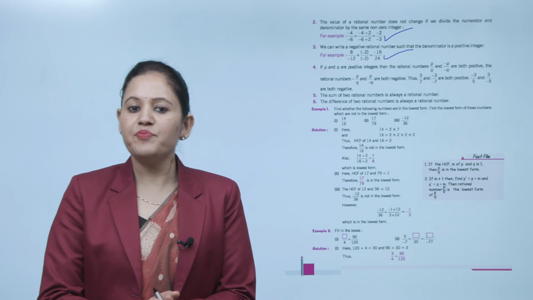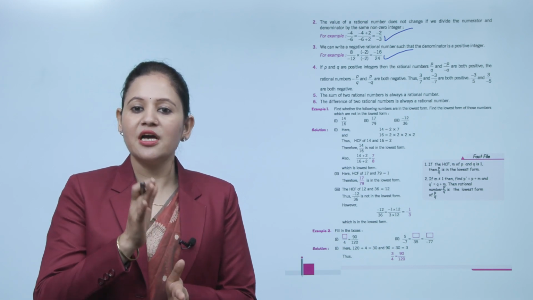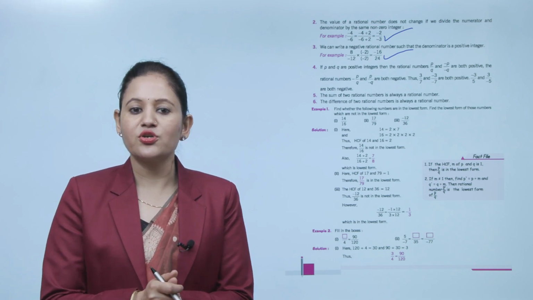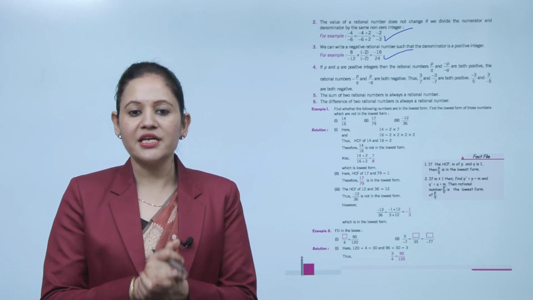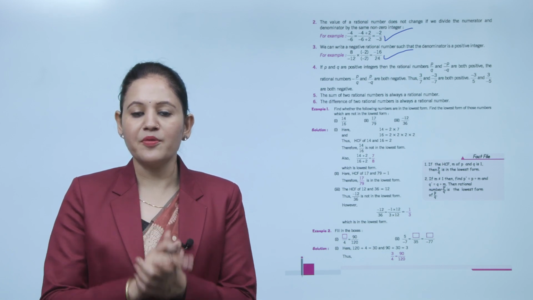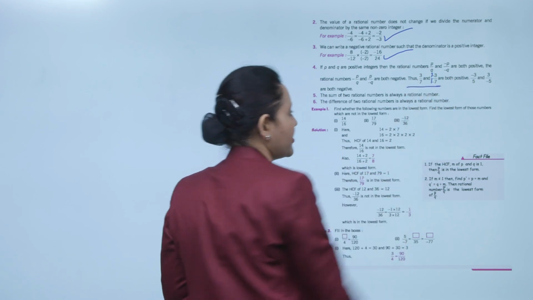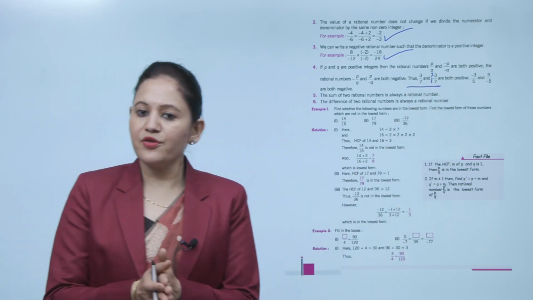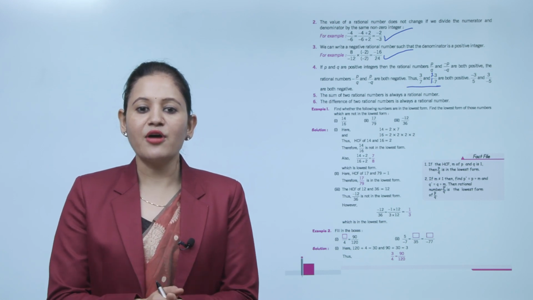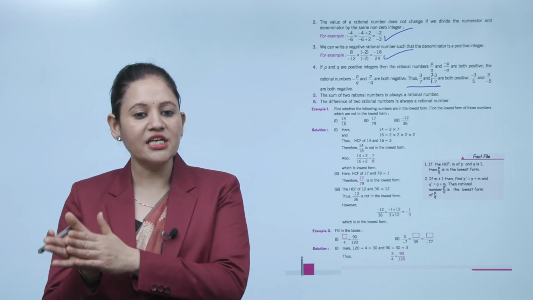Clear? If p and q are positive integers, then the rational numbers p upon q and minus p upon minus q both are positive. The rational numbers minus p upon q and p upon minus q are both negative. Thus 3 upon 7 and minus 3 upon minus 7: both negative हैं, cancel हो जाएगा तो दोनों ये हो जाएंगे positive number. Clear? Minus 3 upon 5 and 3 upon minus 5, they both are negative numbers. The sum of two rational numbers is always a rational number. The difference of two rational numbers is always a rational number.